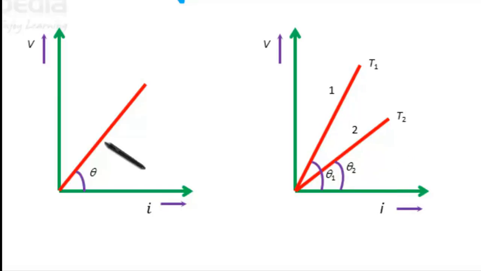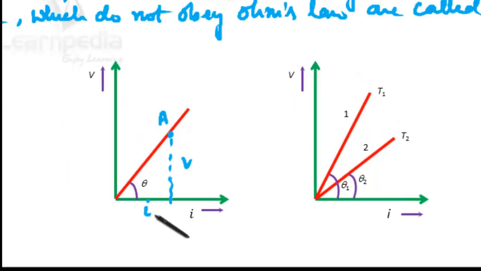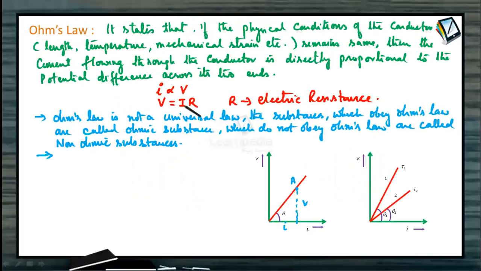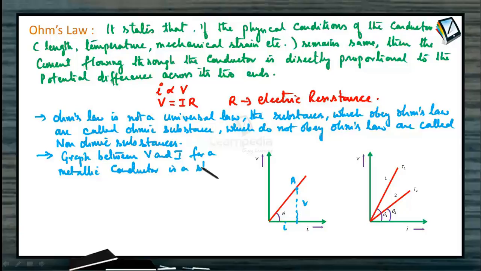The slope of this line, if we choose a point A and drop a perpendicular, this is V, this side is I. Tan theta is equal to V by I. V by I gives us the resistance. The graph between V and I for a metallic conductor is a straight line. The slope of the graph, that is tan theta, is equal to V by I, and that is nothing but the resistance R.